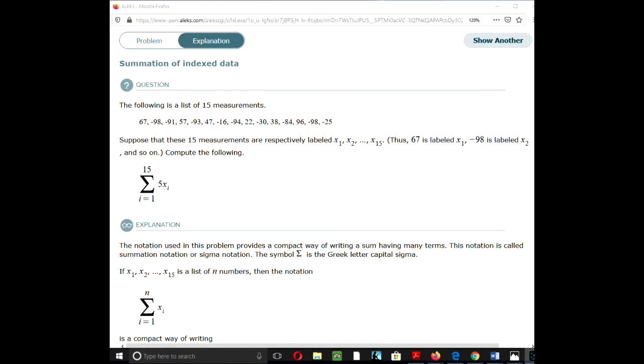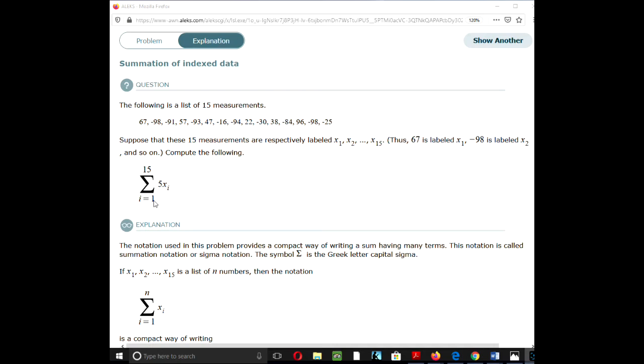Hello class, today we are working on the summation of index data. It can be very confusing when you first look at it because you see this Greek letter and it simply means to add. So don't think about anything else other than, when you see this symbol, it just means to add. Here we have the number 15 up top and we have i equals 1.